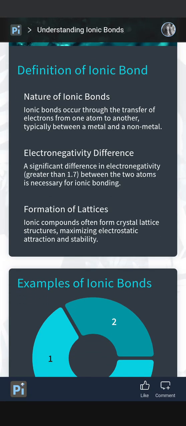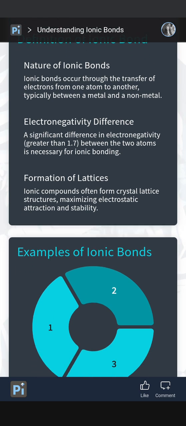Definition of ionic bond. First of all, according to the nature of ionic bond, it occurs through the transfer of electrons from one atom to another, typically between a metal and a non-metal. So sodium is a metal and chlorine is a non-metal. So they are going to make a bond, which is an ionic bond.